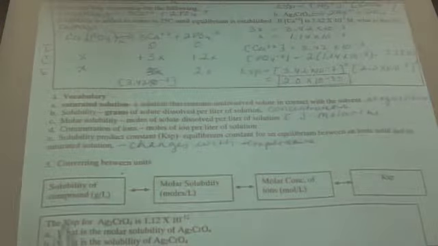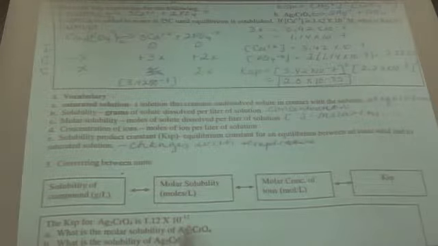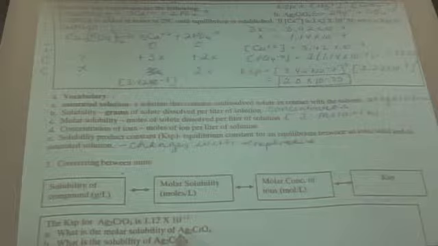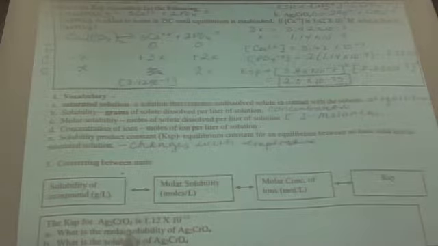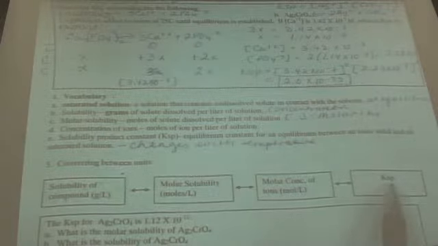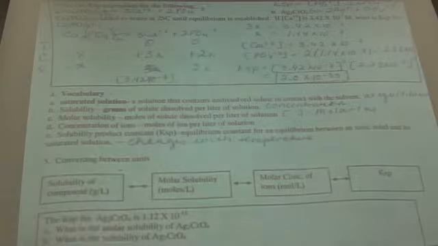You think you do. Here we go. The KSP for silver chromate is 1.12 times 10 to the negative 12. What is the molar solubility of silver chromate? Where on this scheme are we? We are here, and what is the first question they ask us? The molar solubility. And then after that, we have to find the solubility.